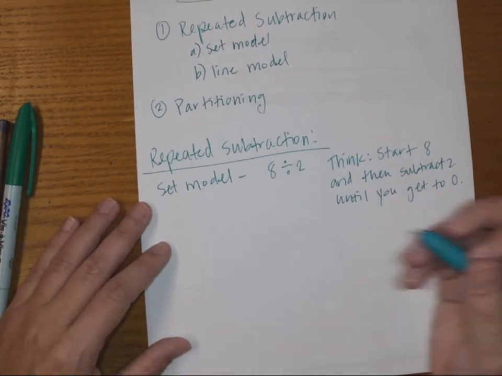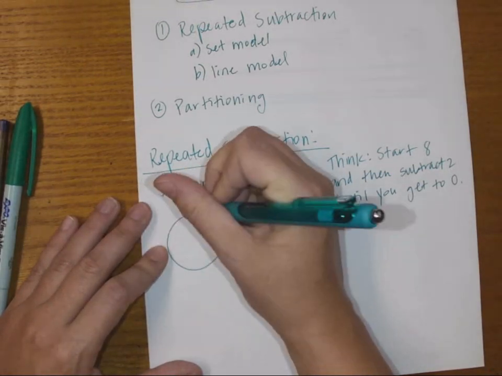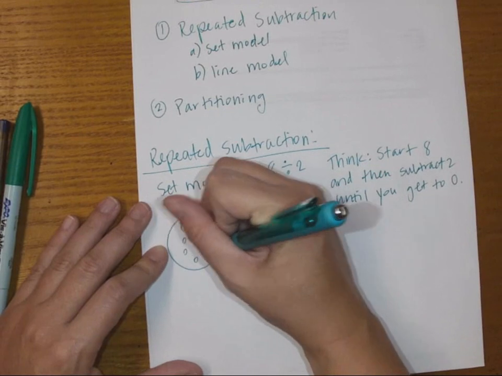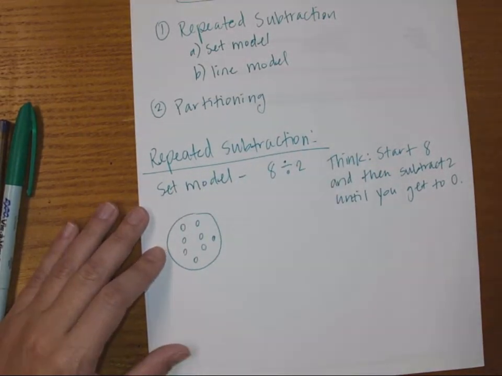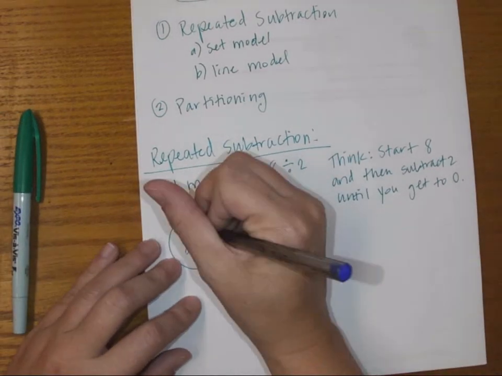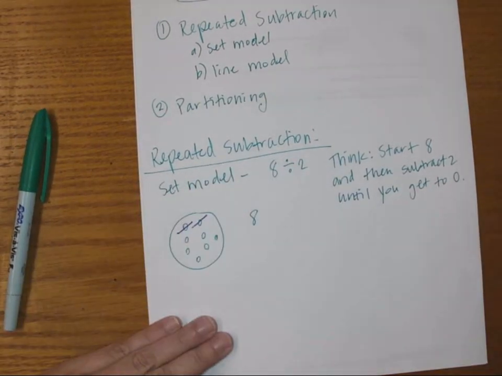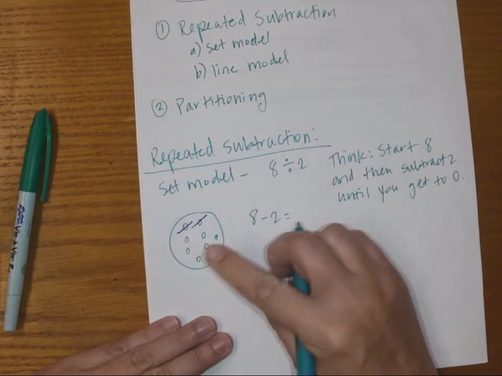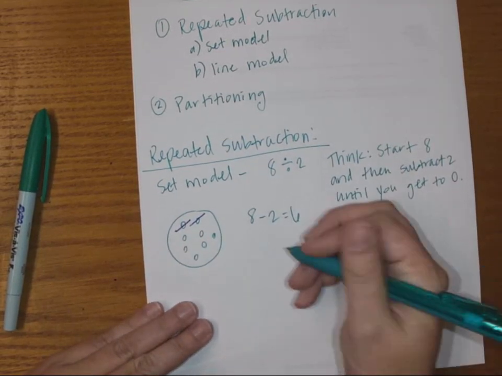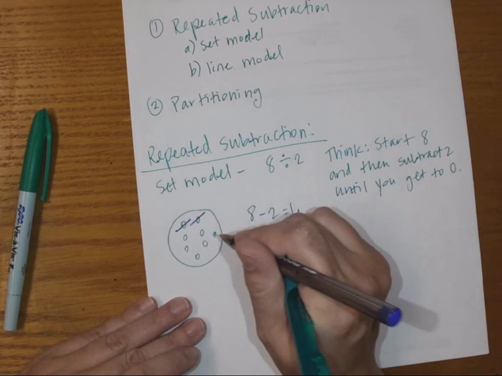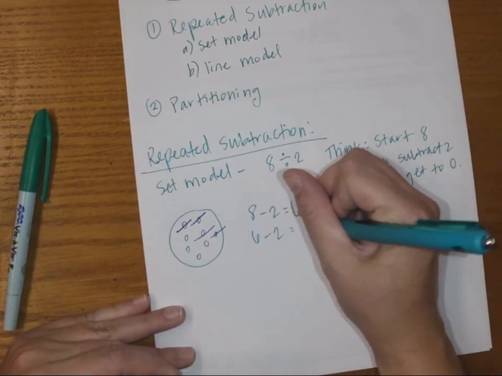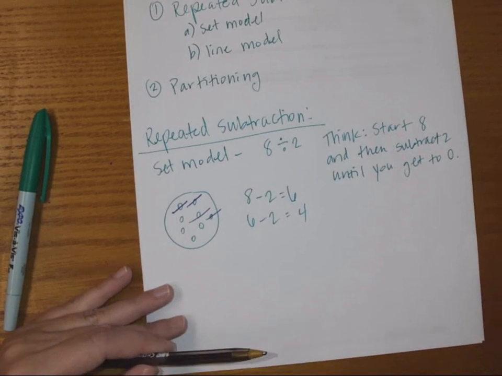So the picture of this with the set is I have a set of 8 things. 1, 2, 3, 4, 5, 6, 7, 8. I'm going to start off with 8 things and take away 2 of them. 1, 2. And now I have 1, 2, 3, 4, 5, 6 things. We're not at 0 yet, so let's do it again. Now I have 6 things. If I take away 2, I'm left with 4 things.